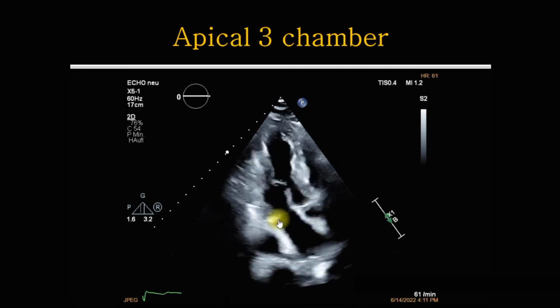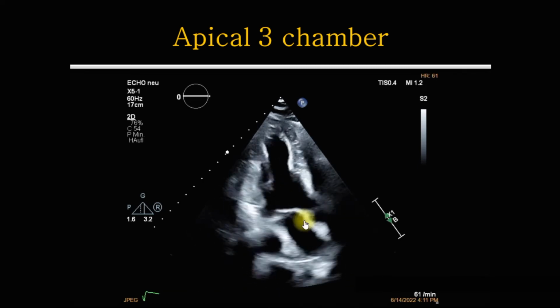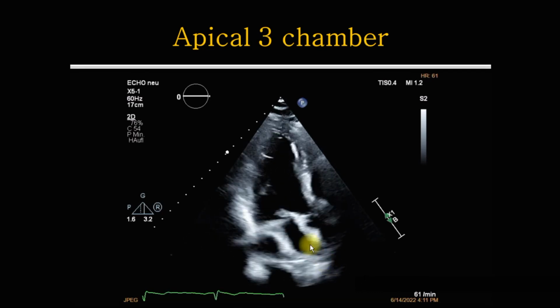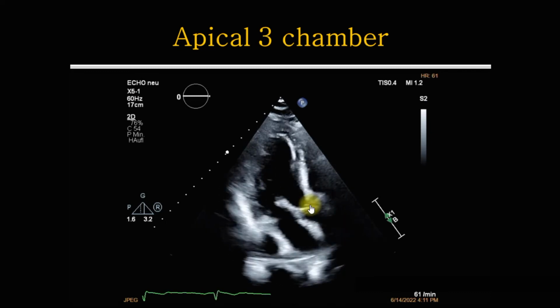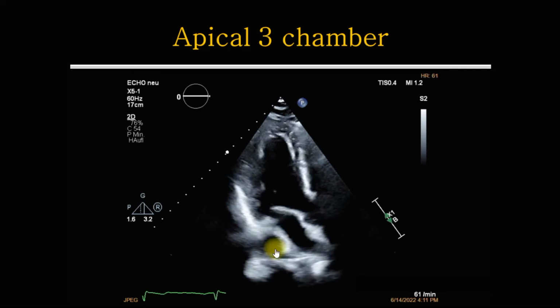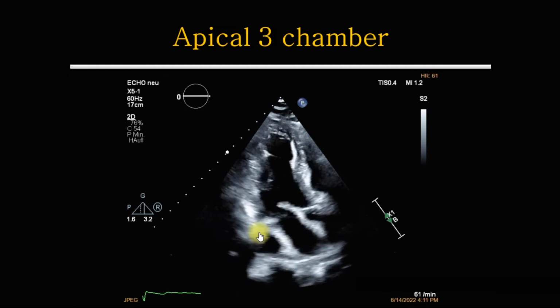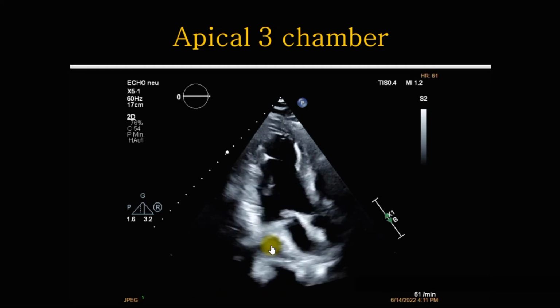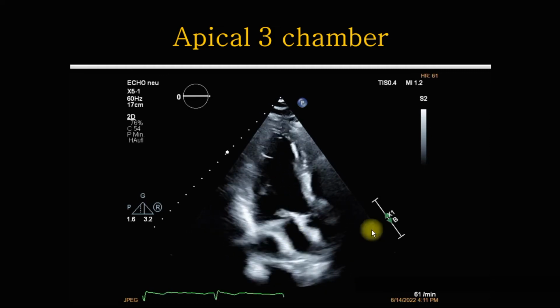Here we have the mitral valve, anterior mitral leaflet, posterior mitral leaflet, left atrium. Here is the aorta, mid-aortic valve. Here we see a part of the descending aorta. The structure is always the descending aorta.